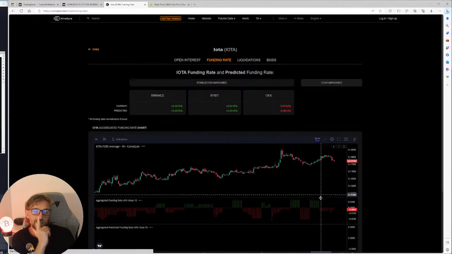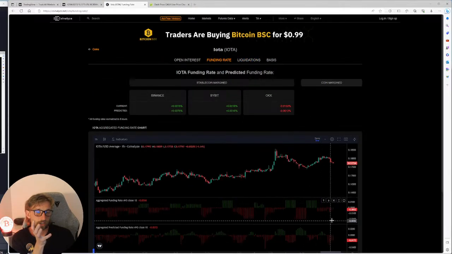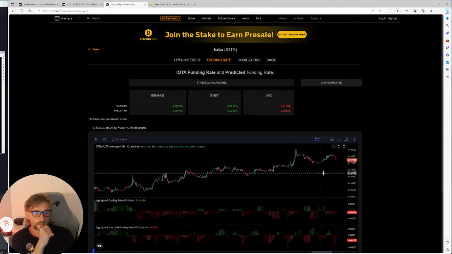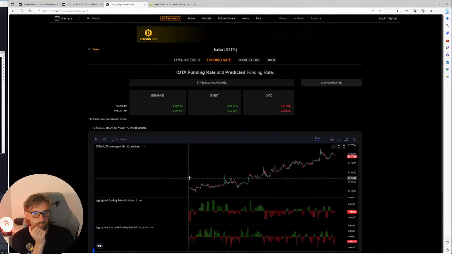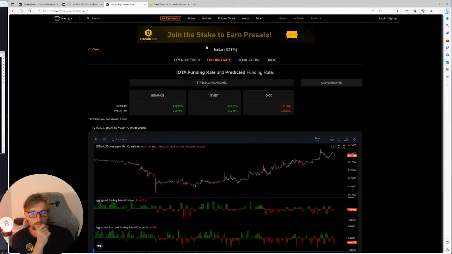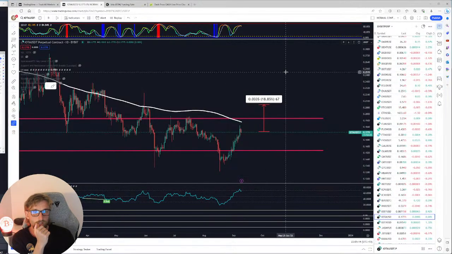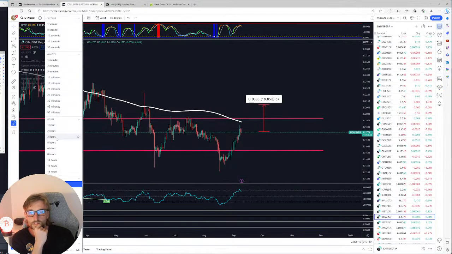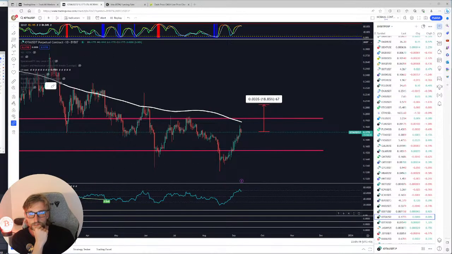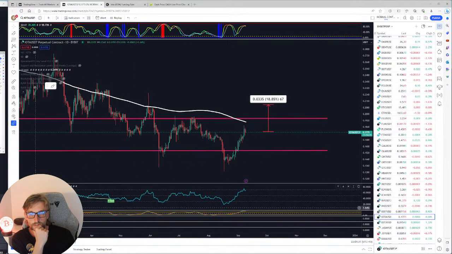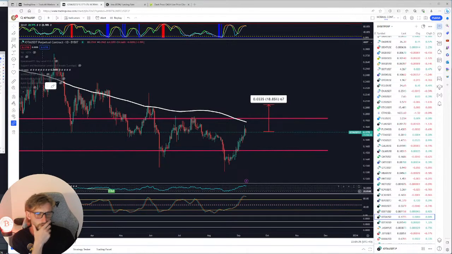I'd love to see like a heavily green funding rate. It's trending up though. This is the hourly chart. See, look, it's just basically been up the whole time. So I'd like to see a little bit of deviation. We can zoom in. What's the stochastic look like?